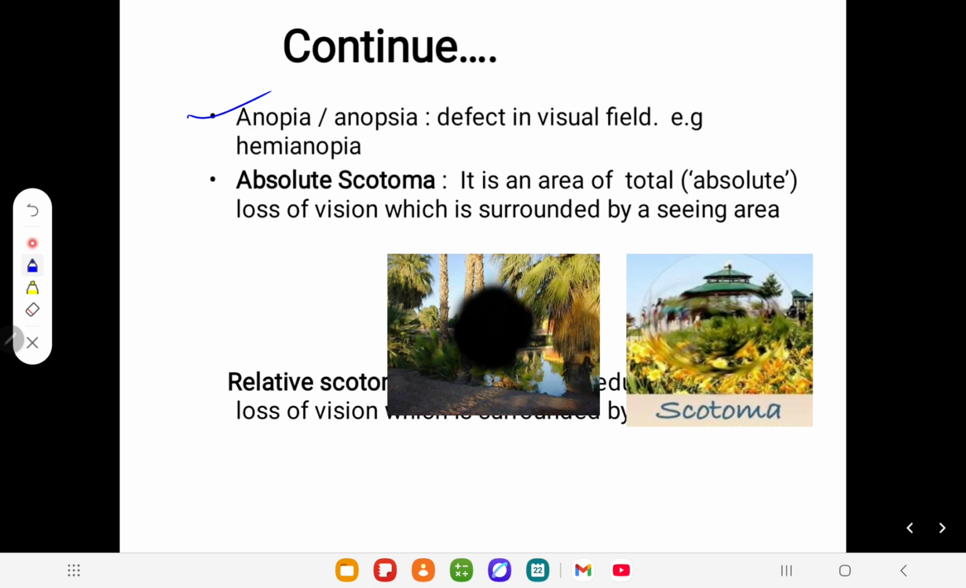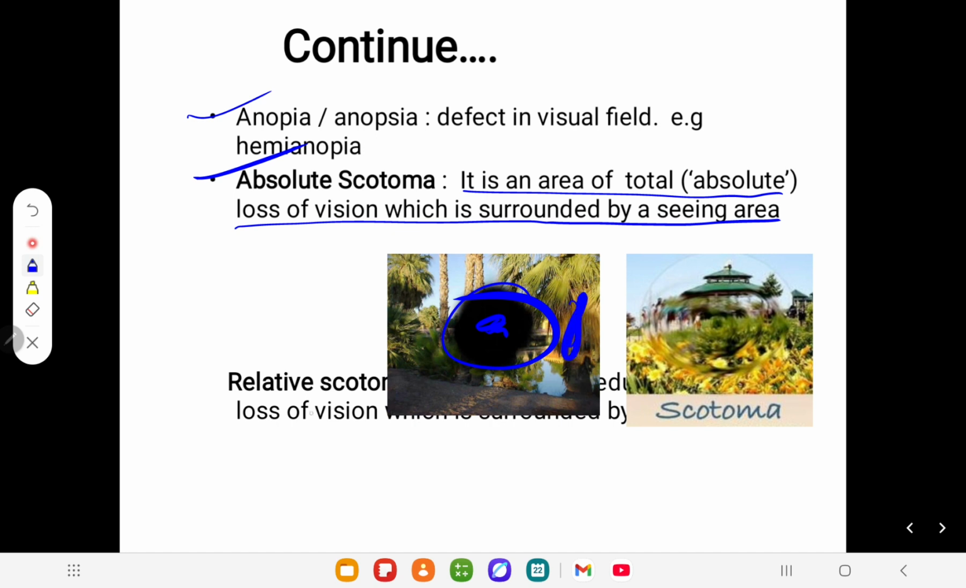Okay, another word is anopsia. Anopia means basically a defect in the visual field. Simple. For example, hemianopia, half of the visual field. And then we come to know absolute scotoma and relative scotoma. That's very important. Absolute scotoma is an area of total absolute loss of vision with the surrounding seeing area. This is absolute. You cannot see here, but at the same time you can see here.